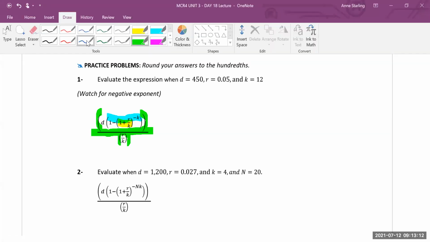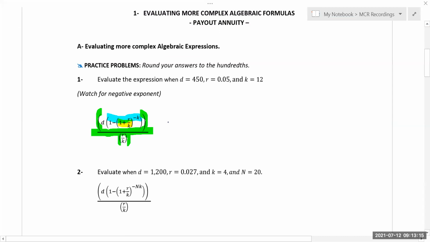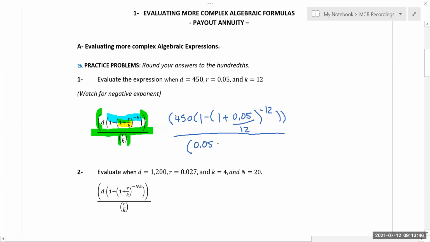And again, I'm going to show you calculator and plugging in. All right, so when I put in the numbers, I'm going to write it exactly how it's written with parentheses. First parenthesis D, second parenthesis 1 minus parenthesis 1 plus, and then it says R over K to the negative K, close, close, and again, close, close. And now I'm on to the green down here, which is R over K.